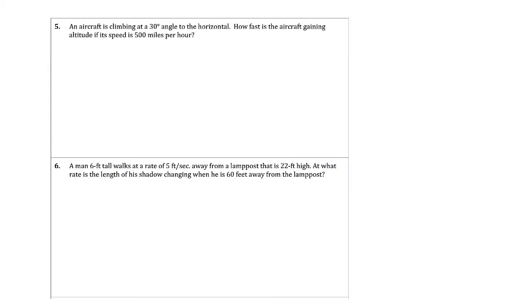Number 5, an aircraft is climbing at a 30-degree angle to the horizontal. How fast is the aircraft gaining altitude if the speed is 500 miles per hour? So we need to draw a triangle. And if the aircraft is climbing at a 30-degree angle, so that means we've got something like this.